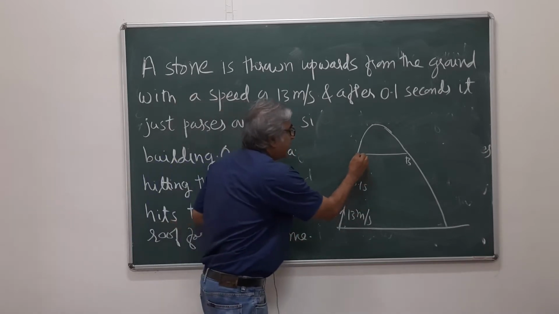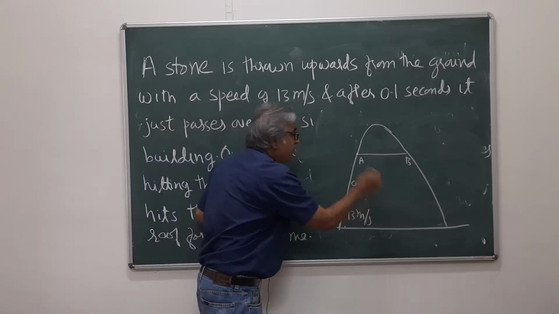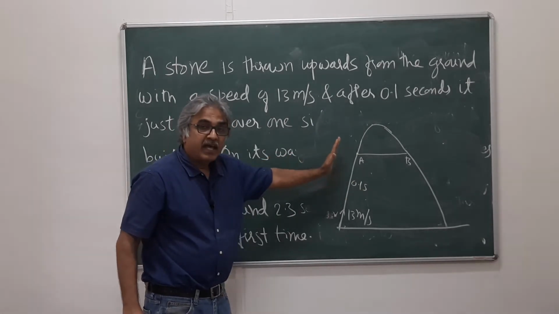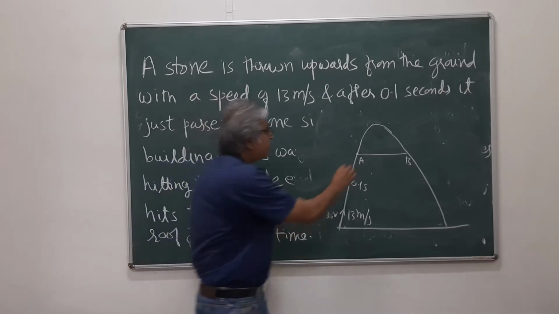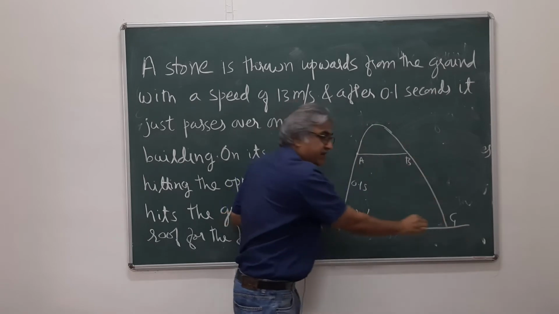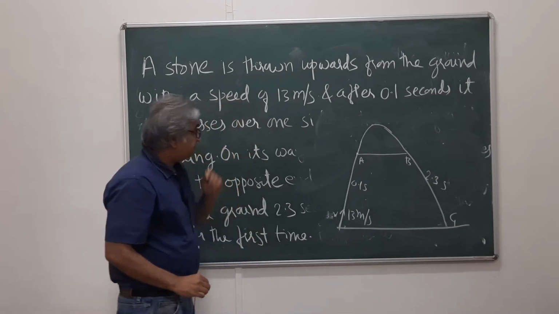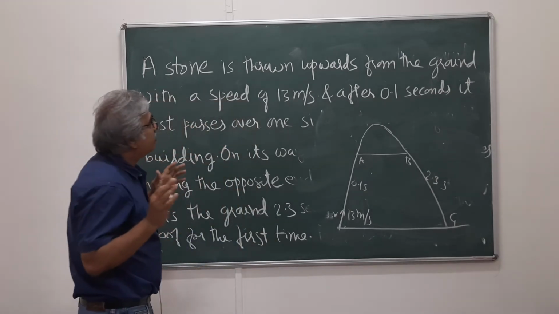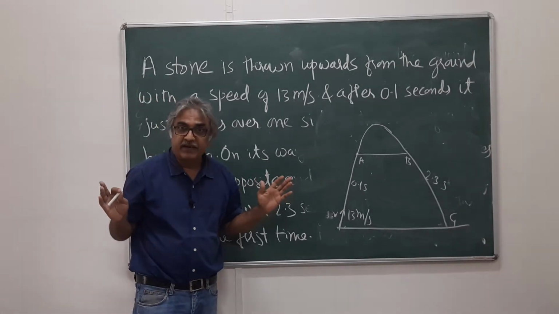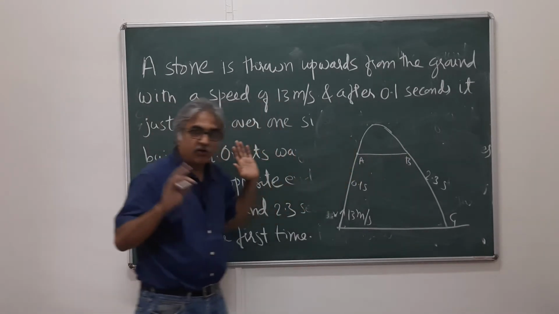And we are told that it takes 2.3 seconds to reach the ground after having passed over the edge of the roof for the first time. That means from here to here, let's say this is point G. So from A to G, the stone is taking 2.3 seconds, right? And we are going to consider g as 10 meters per second square, right? This is what we always do. Fine. Now we want to find out AB. This is all we are told.